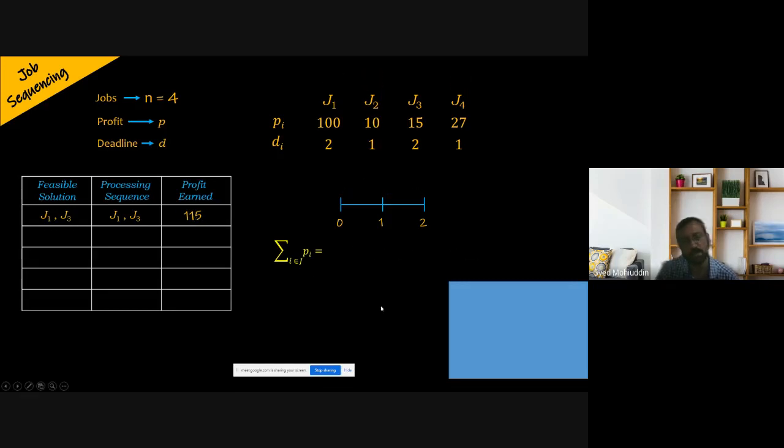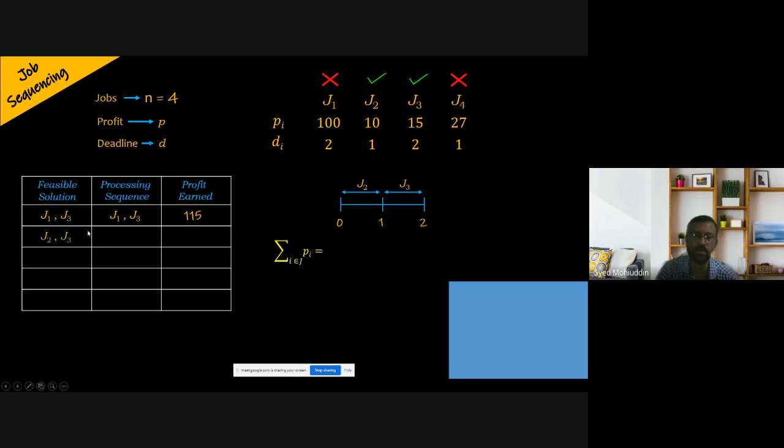Now let us look at another feasible solution. Can we schedule J2 here? J2 has deadline 1. So yes, I can schedule J2 in slot 0 to 1. Then, can I schedule J3? J3's deadline is 2, and I have a slot free from 1 to 2, so I can schedule J3. Can I schedule J1? No, there are no slots available. J4 also has no slots available.